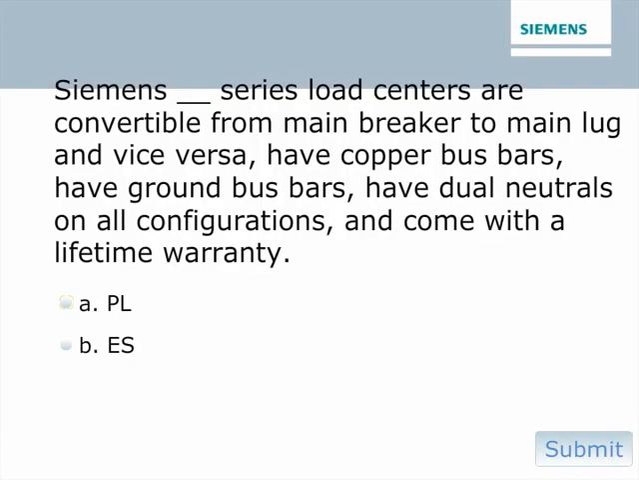Okay, that concludes part 4, so let's take a quick knowledge check. Question 1. Siemens blank series load centers are convertible from main breaker to main lug and vice versa, have copper bus bars, have ground bus bars, have dual neutrals on all configurations, and come with a lifetime warranty. Is that A, the PL series load center, or B, the ES series load center?